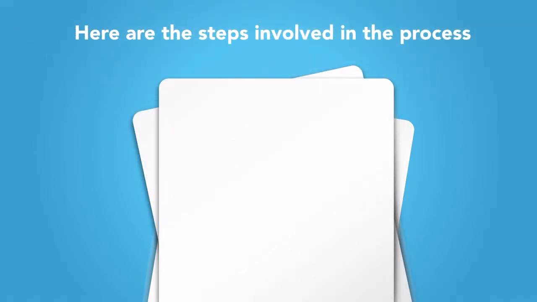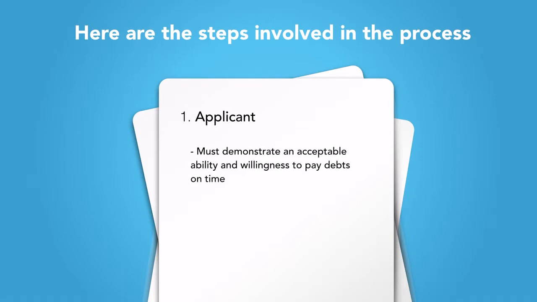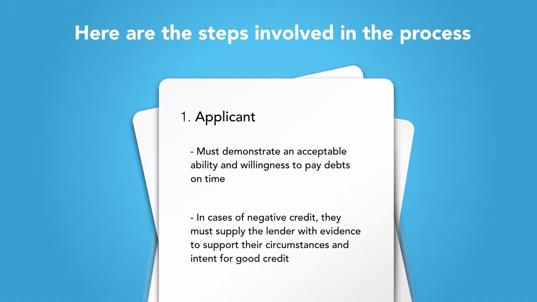Just to summarize, here are the steps involved in the process. From the applicant, they must demonstrate an acceptable ability and willingness to pay debts on time. In cases of negative credit, they must supply the lender with evidence to support their circumstances and intent for good credit.